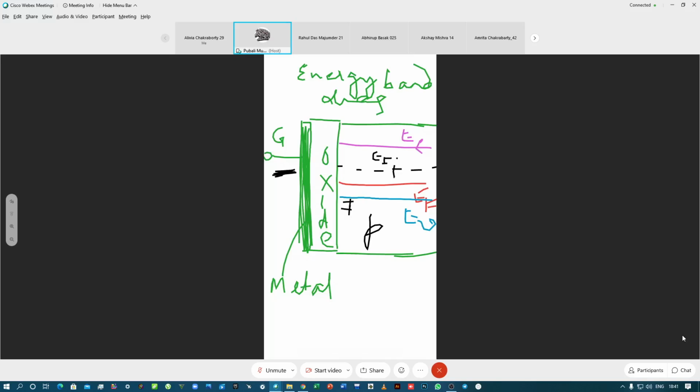Since there is accumulation of positive charge at the oxide semiconductor interface, it is as if at this interface region, the semiconductor becomes more p-type. As if at the interface between the oxide and the semiconductor, it becomes more p-type.